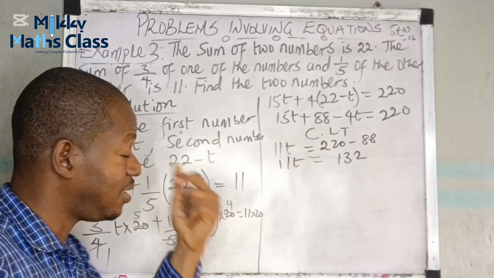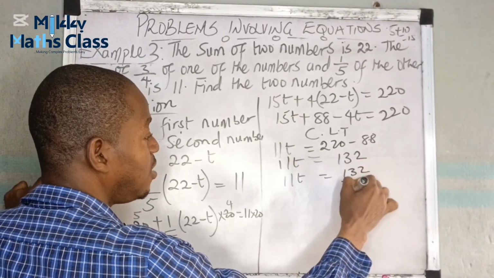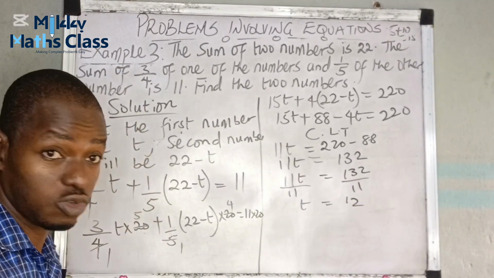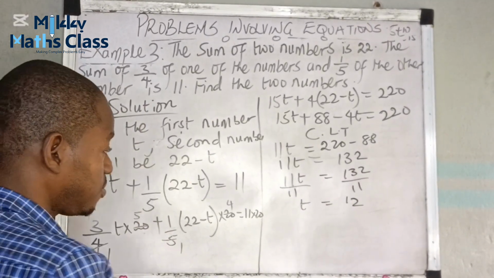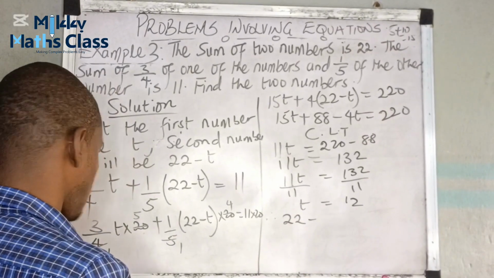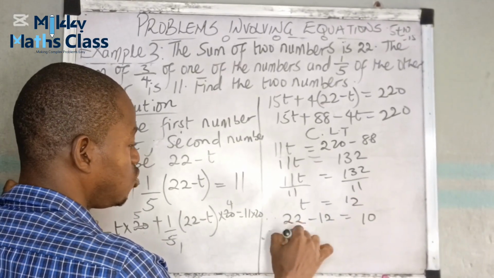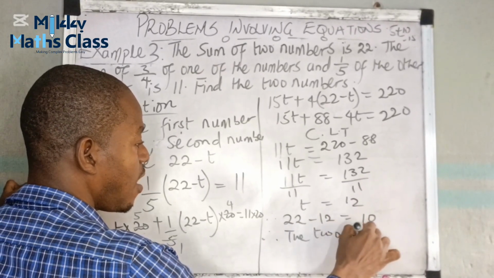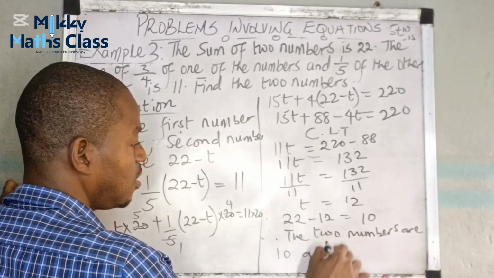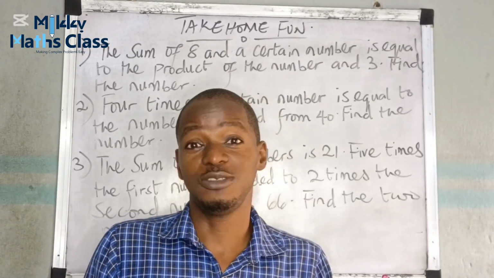Divide both sides by 11. So we have 11t over 11 is equal to 132 over 11. So our t is equal to 12. So one of the numbers is 12. Now the second number will be 22 minus 12, which is equal to 10. So therefore the two numbers are 10 and 12. And that's all.